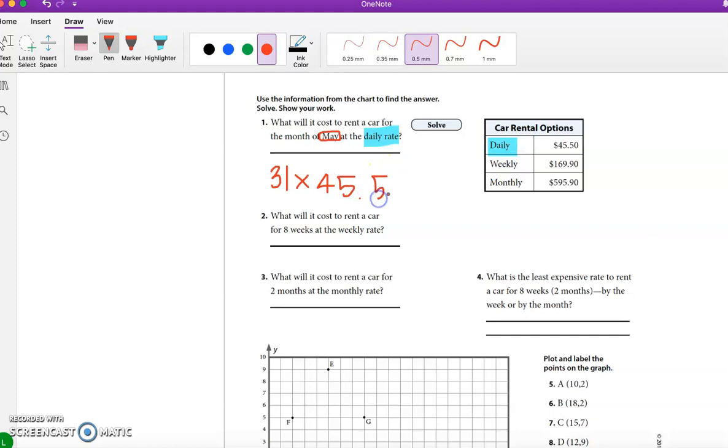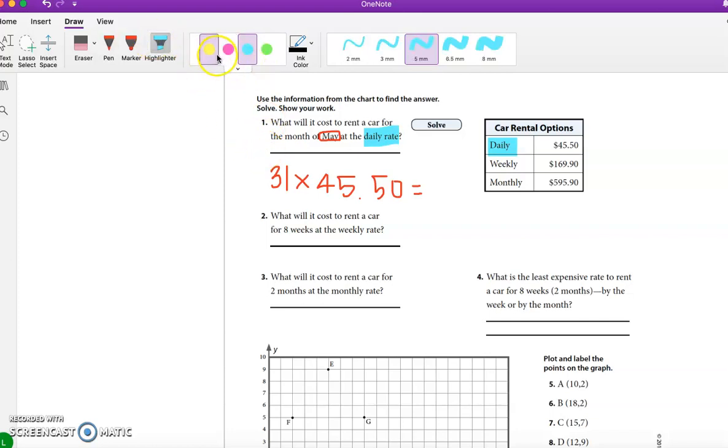Why 45.50? Why 31? That's because there are 31 days in May, and this person is renting this car every single day for 31 days. So he has to pay $45.50 every single day for 31 days. So you're going to find your answer, and that will be the answer for number 1.